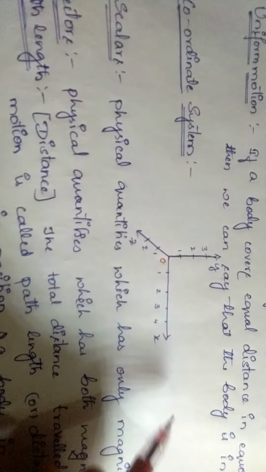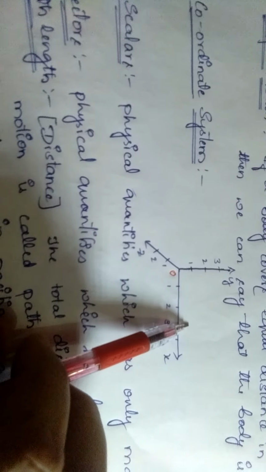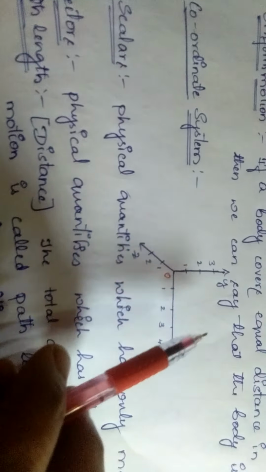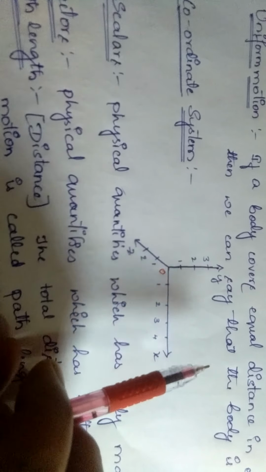If one or more coordinates of an object change with time, then we say that the object is in motion. Otherwise the object is said to be at rest with respect to the frame of reference.